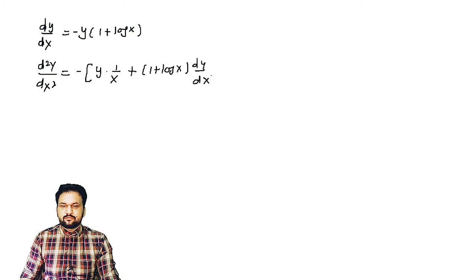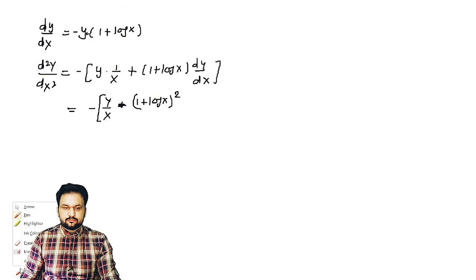Clear? And this complete relation will become minus of y by x, and plus dy by dx will become this relation, and write this part again, 1 plus log of x. Here I'm going to write 1 plus log x again, it will become square, and there is a negative y, so you use a negative sign here, and it will become minus of y.